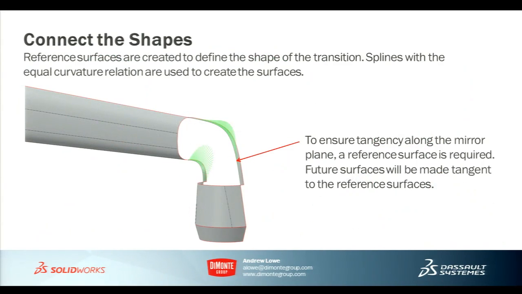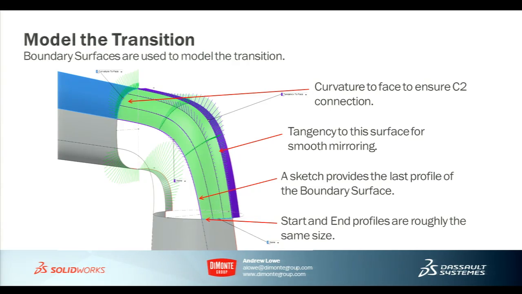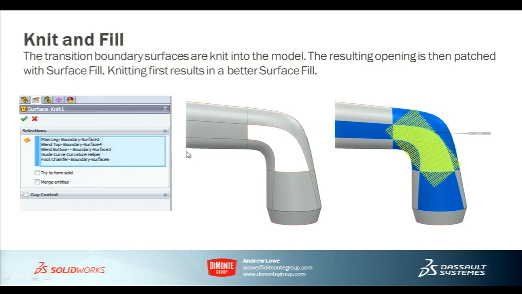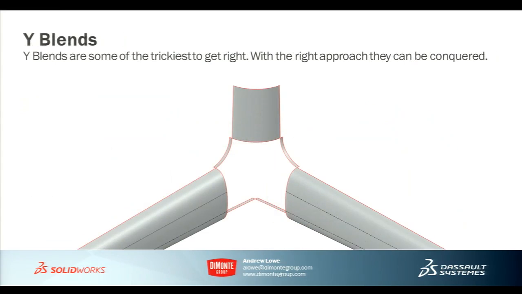So to recap, we need to connect the shapes together. We need to outline what our blend should look like. We're going to model the transition by using the boundary surface, using the curvature to face option on these two edges. We're using tangency at the mirror plane. And I finally have a second helper sketch to help guide this surface. Then I'm going to use the knit tool to knit my surfaces into the model. Finally, complete the blend with the surface fill tool.